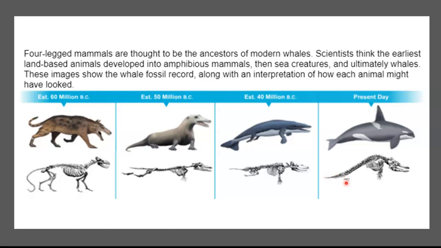Those are vestigial structures. So you can see about 60 million years ago, here's this four-legged creature that evolved into this creature that looks more like a seal, right? It's starting to look like a seal. And then we have this creature about 40 million years ago, and then present day whales. So this is kind of the evolution, or what scientists believe to be the evolution of the whale. Now look how long it takes, right? That's a long time. So evolution takes time.